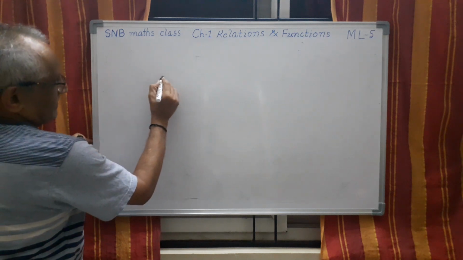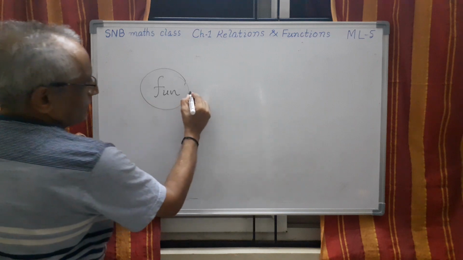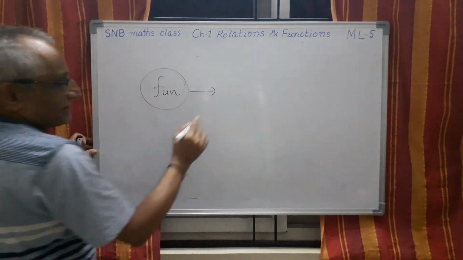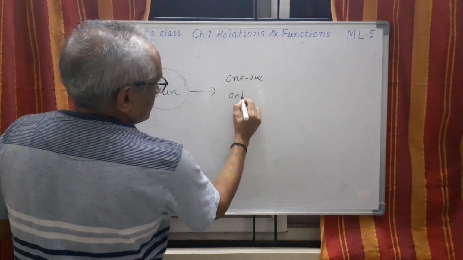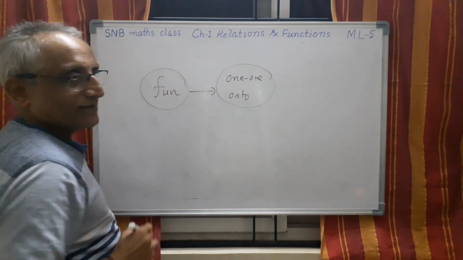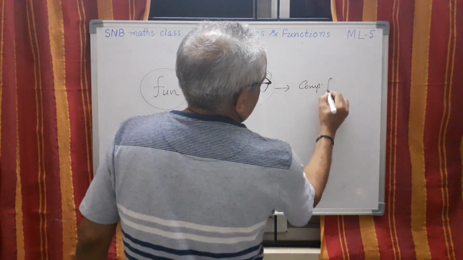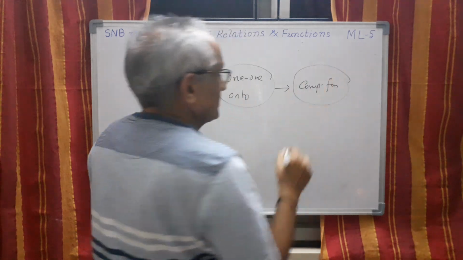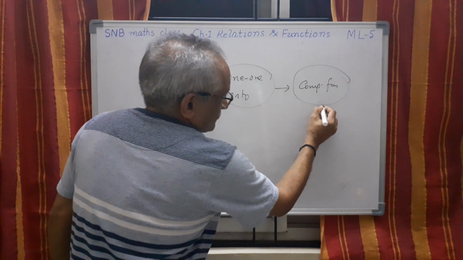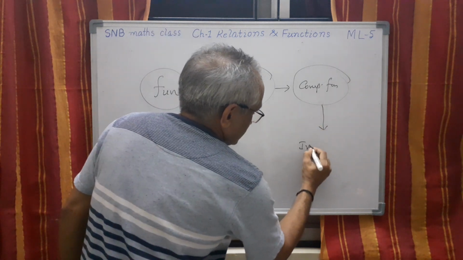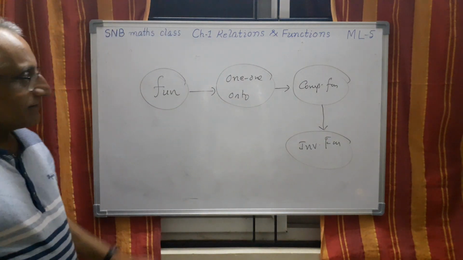Let us remember, we started with function, then what we studied last year, then this year we studied one-one, then onto, then both together. Then today we studied composite function. Of course, we have to study composite functions further, with properties and examples. From this we are going to inverse function. So this is our end actually in the topic of function.